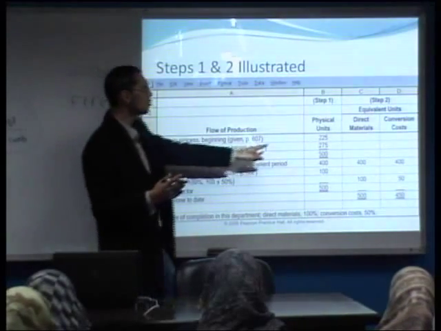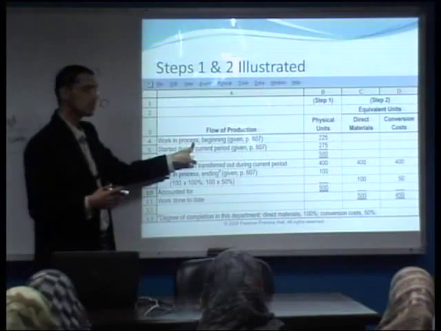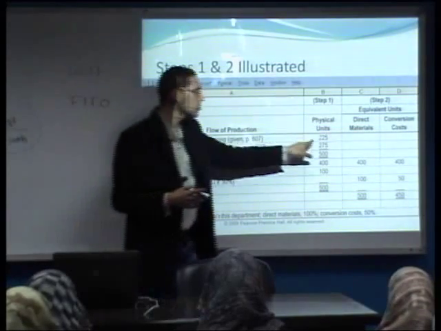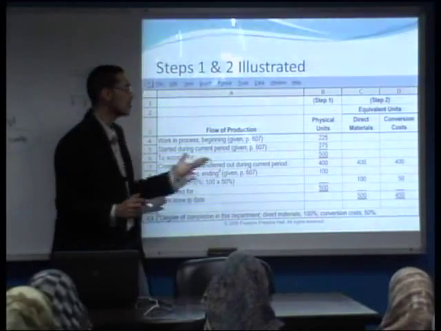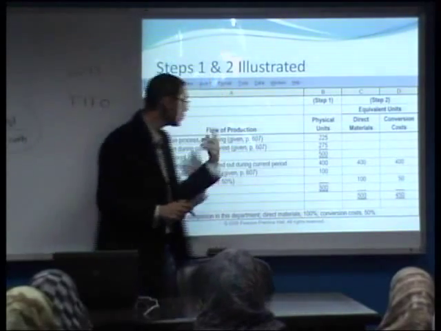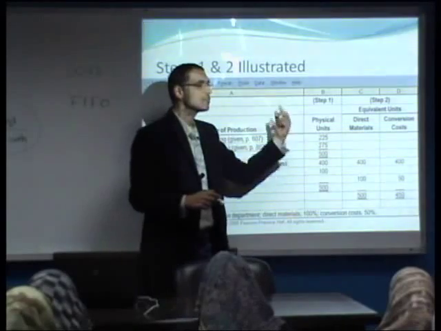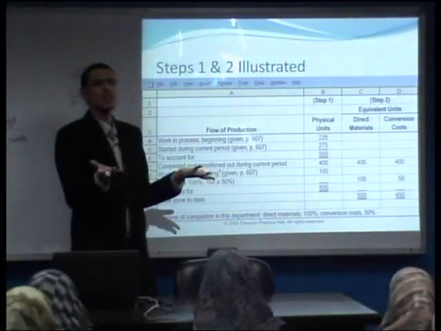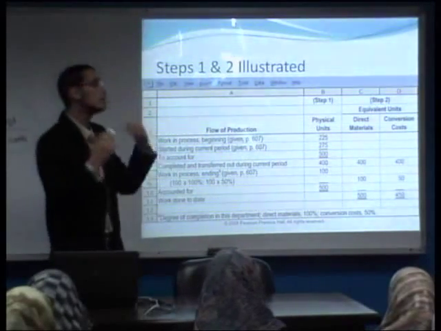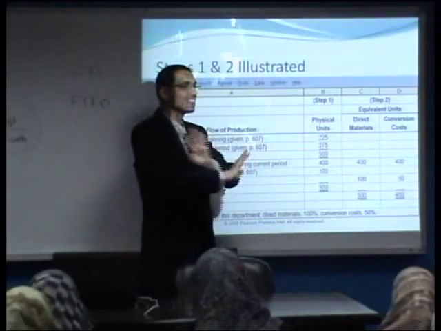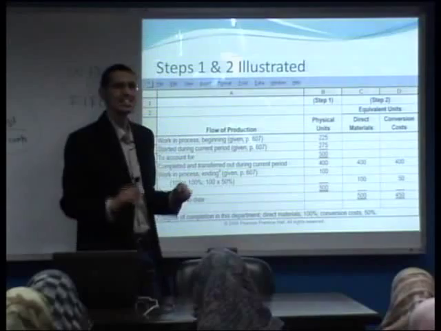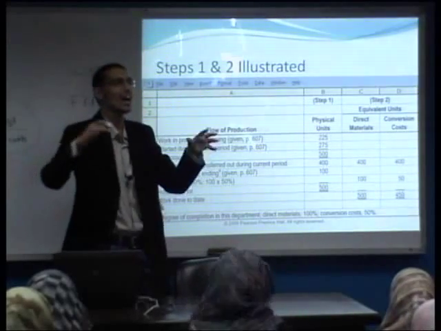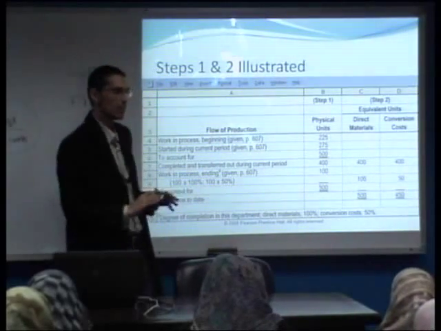Of course, 225 were as beginning work in process, and 275 were started within this current period. Therefore, the total to account for is 500 physical units. Of course, where did the 500 units go? 400 was completed and transferred out, and 100 is still in process or as an ending work in process inventory.